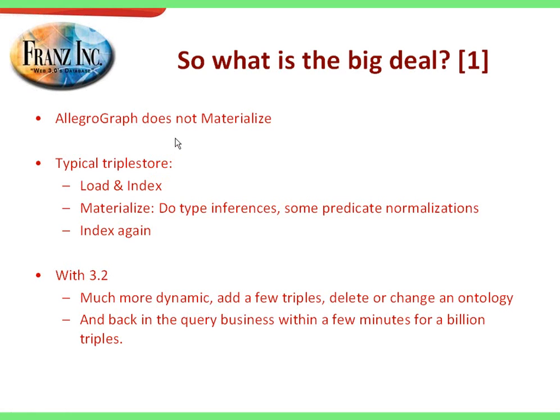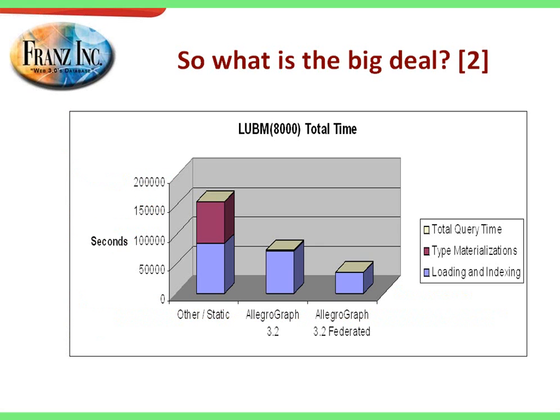So we now get into the same range as the triple stores that do materialize, and for us that's a big deal, because as I said before, most of our customers want dynamic triple stores where you can keep on adding data and you get good performance.